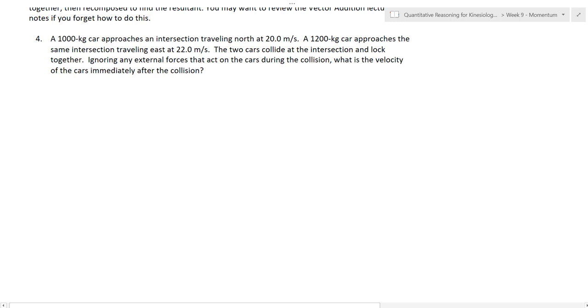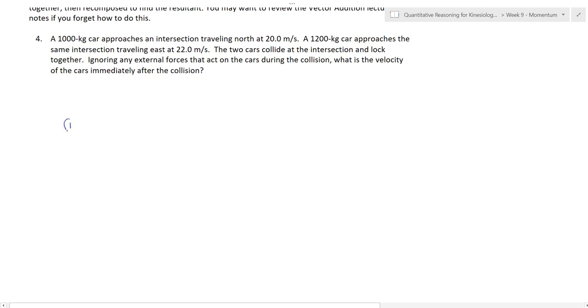So this is similar to the question that we just did. We have two cars that are colliding, but they're stuck together, so it's an inelastic collision, but they're not head-on. One is not going north while the other one's going south. One's going north and the other one is going east. So let's just draw a quick picture of what this looks like.